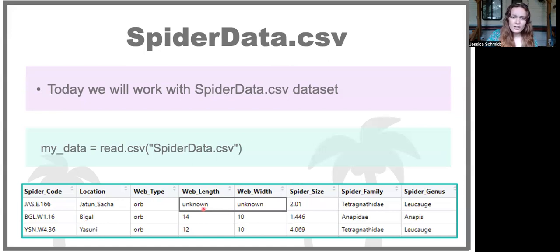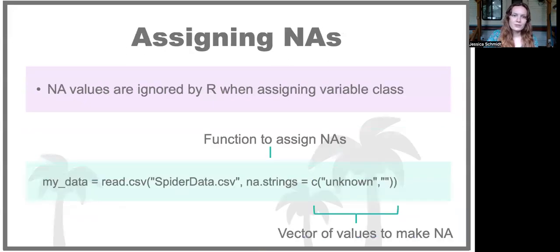And that's no good. What if I want to plot web length versus web width on a nice scatter plot? Well, that's not going to work at all because R says that 14 is text and 12 is text because it assigned the whole column to being a character due to this unknown. So we really do not want this. We don't want this at all. So we can avoid this problem by assigning NAs.